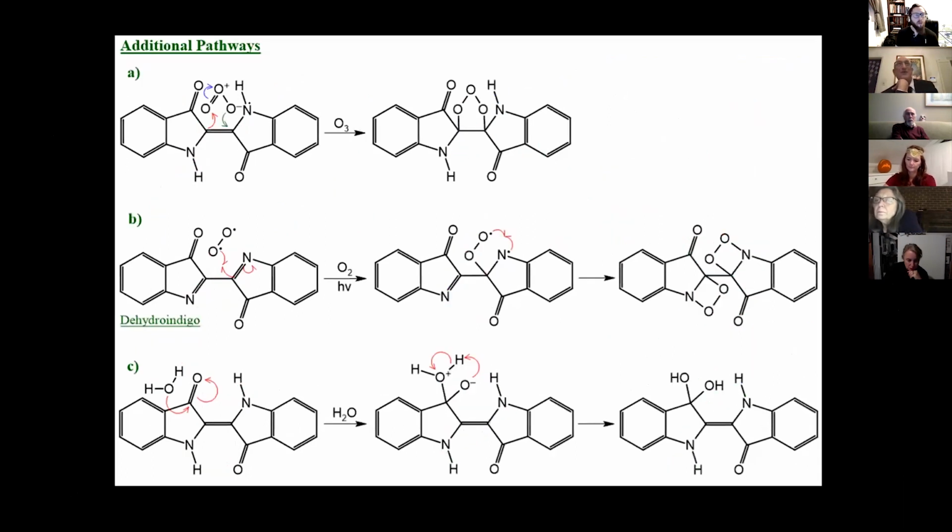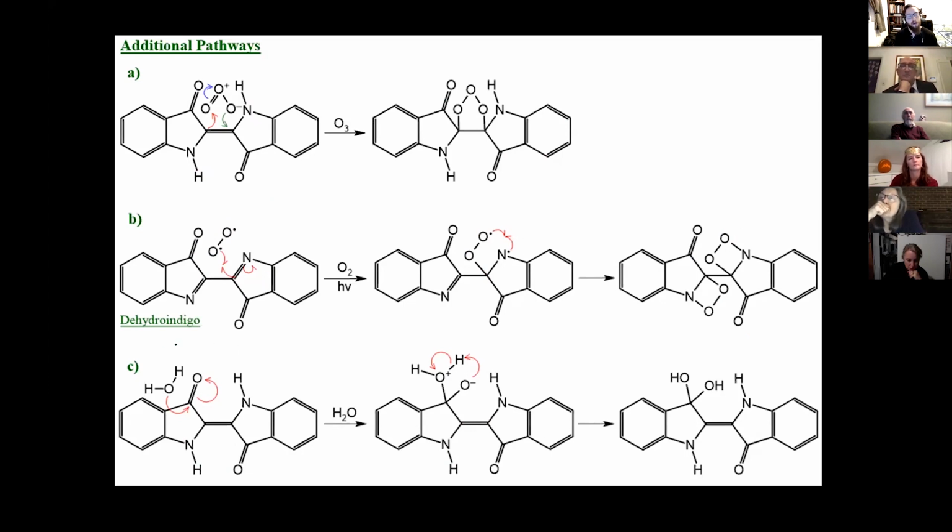Okay, so we can look at a couple different pathways really quickly. So we looked at one radical pathway, and we spent a while on that one because that's kind of a template pattern for radical abstraction and radical reactions in these organic molecules. So for this additional pathway, if we look here, we can see ozonolysis occurring in A. So this immediately destroys the chromophore. In B, if we start from dihydro indigo and start with a radical oxygen reaction instead of a water reaction, we can also destroy the chromophore from that step.